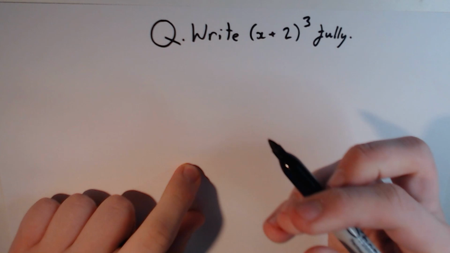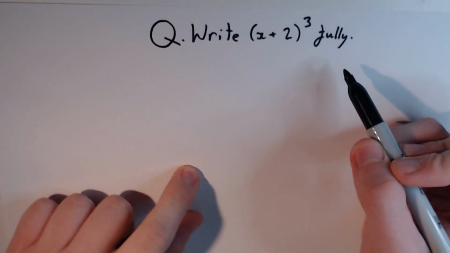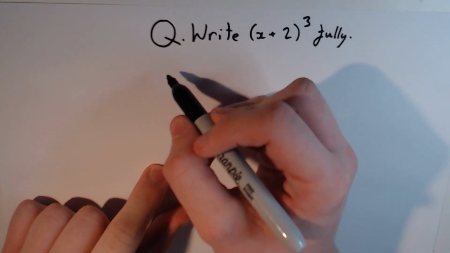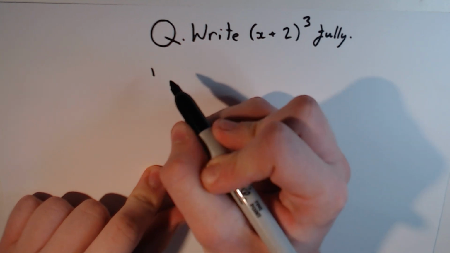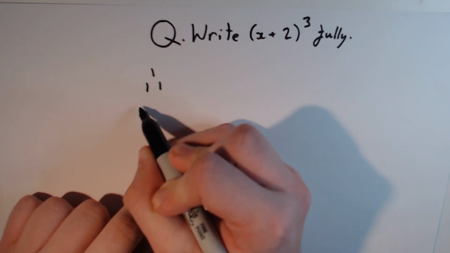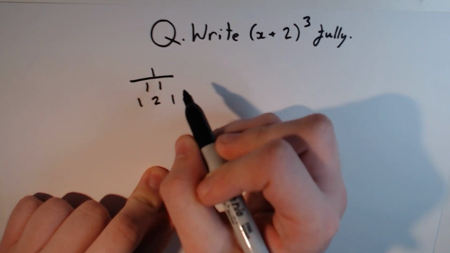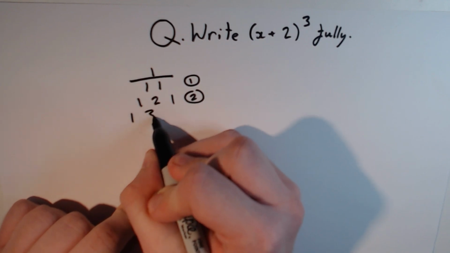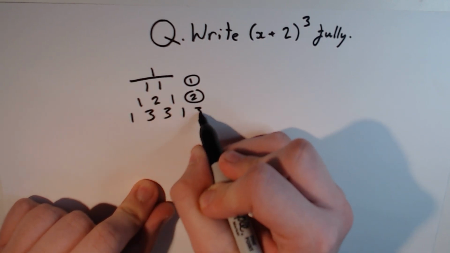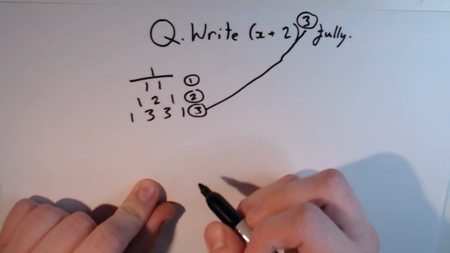So our first question is, write (x + 2) cubed fully. So to start, we're going to write out Pascal's triangle. We're going to start with 1, and then from there branch out 1, 1, 1, 2, 1, and we're going to continue it. If we split this off here, this is the first, this is the second, down here is going to be the third, and that's the one we want because 3 is up here, they match.